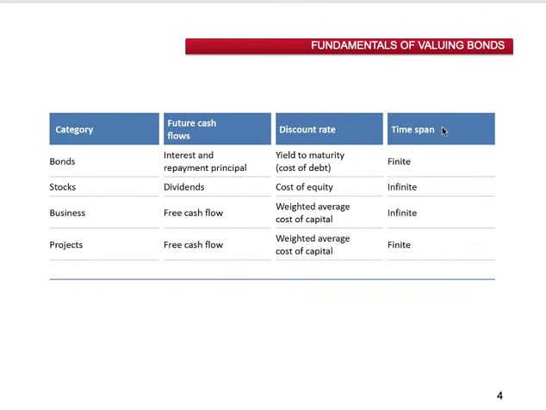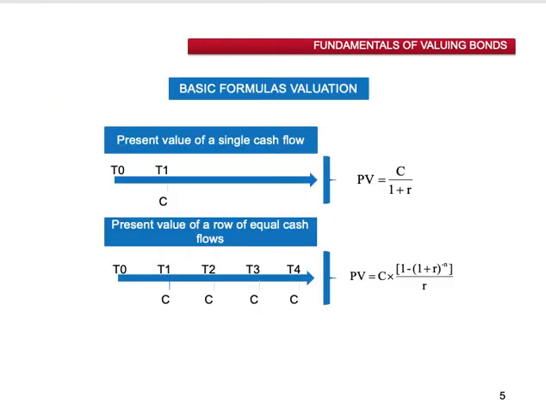Now, looking at the last column, we can see that both projects and bonds have a limited time window. So in other words, the cash flow that's being paid out to investors has a limited time path. The stocks and businesses both have an infinity time window because the underlying cash flow is paid out to the investors until infinity.